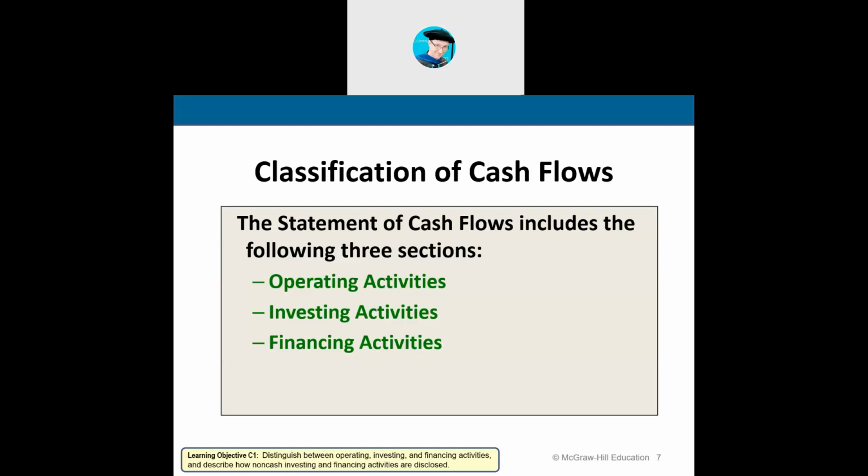Investing activities is the purchase or sale of property, plant, and equipment. Those are investments in assets, fixed assets. So investing activities is the purchase or sale of property, plant, and equipment. Financing activities is taking out a loan, repaying a loan, stocks and bonds.